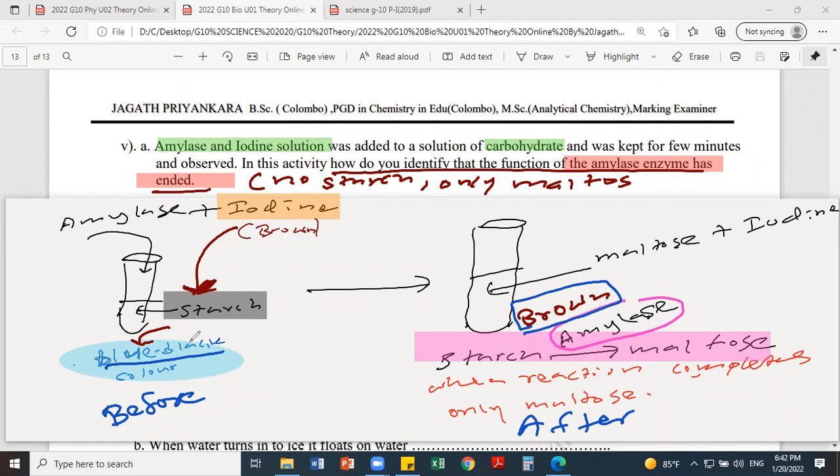So initially it's blue-black. Later it turns brown because maltose cannot give a color change with iodine. Remember, for disaccharides we can't use iodine. For disaccharides we use what? Benedict solution. For starch we use iodine. Right? For monosaccharides and disaccharides, which reagent? Benedict reagent. Then the blue becomes brick red color. Starch we identify using iodine solution and it turns brown. Very important, right? Okay, I'll erase the screen.